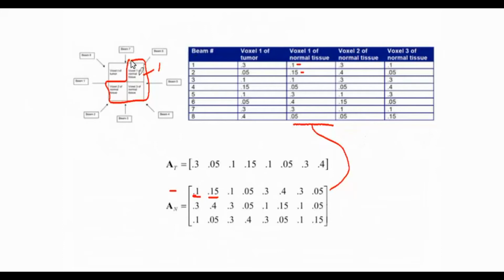Similarly, if we look at the voxel 2 of the normal tissue, that's the second row of A sub n. We look to see how much beam 1 contributes, and it contributes 0.3. You can already see the pattern emerging that, in fact, the second row of A sub n is just this column of the grid where we presented the absorption data in the statement of the problem. And finally, the third row of A sub n is this column.